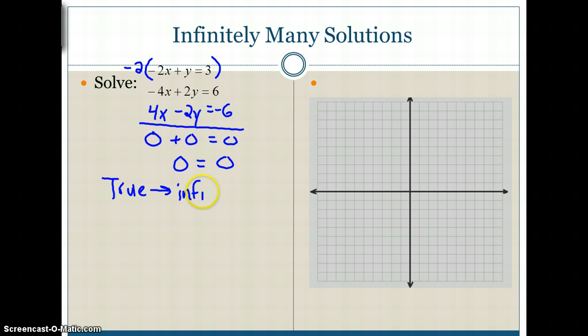That means there's infinitely many solutions. So that's how we'll know: if we get a true statement at the end, everything drops out and we get a true statement, there will then be infinitely many solutions.